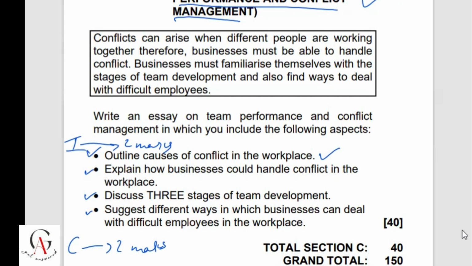Now let's check how best we can explain how businesses could handle conflict in the workplace. For businesses to handle conflict at the workplace, they must acknowledge that there is a conflict in the workplace, identify the cause of conflict, arrange time and place for negotiations where all employees involved are present, and arrange a meeting between conflicting employees or employers.